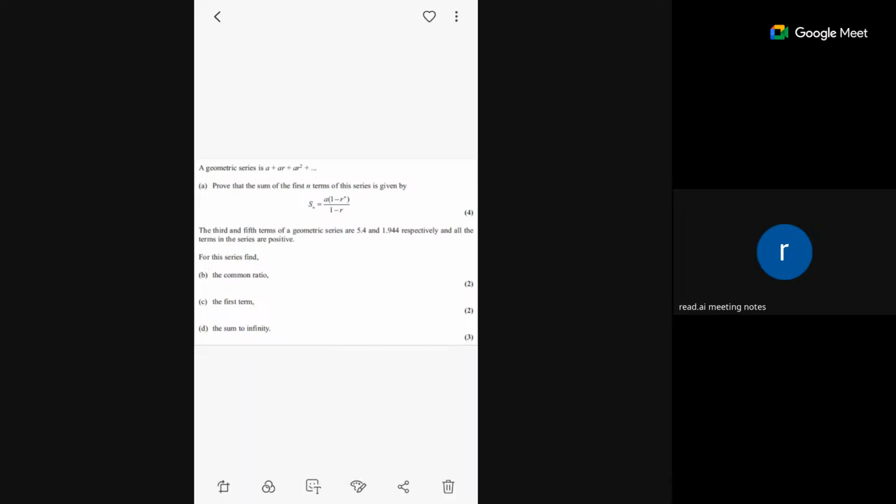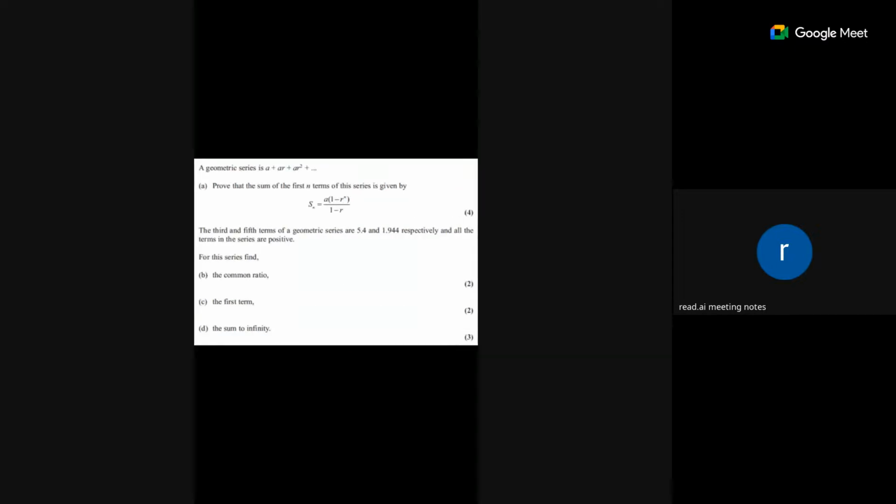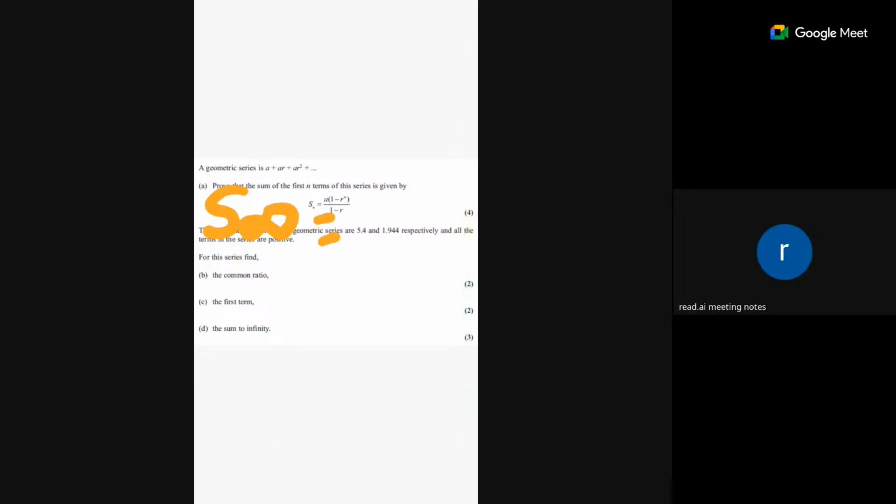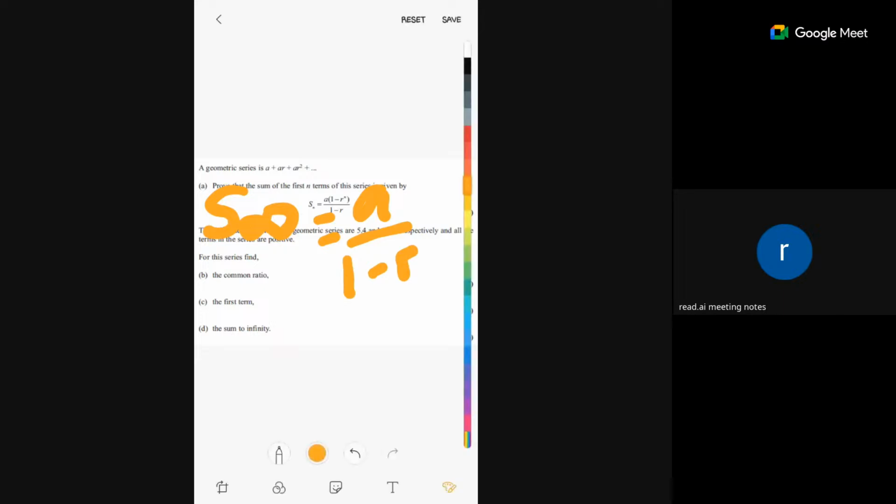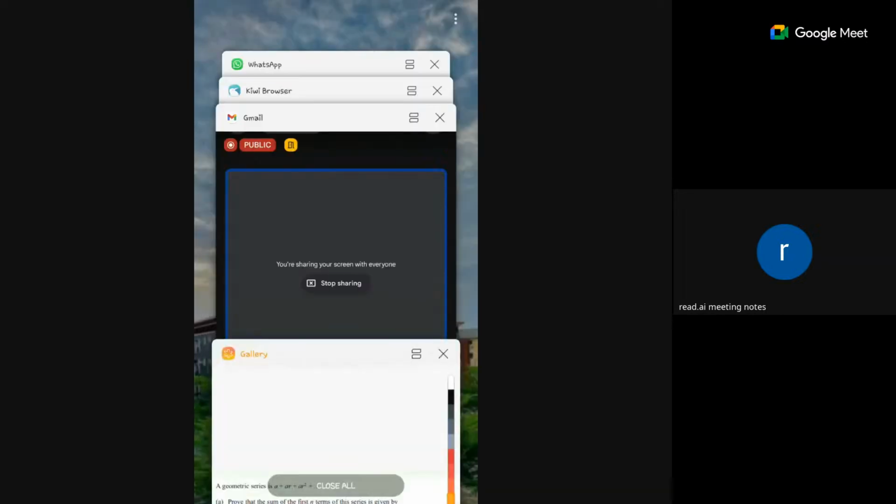So the sum to infinity is this. This is the formula for the sum to infinity. This is the infinity sign, so S infinity equals a over 1 minus r. So you can put it down. That is the sum to infinity. Let's try this.